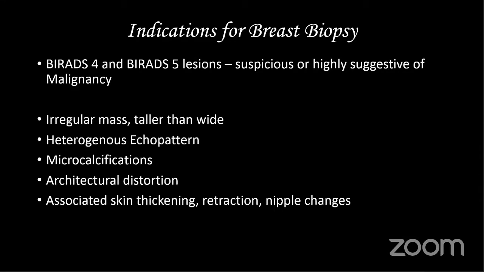So, indications of breast biopsy. The indications for breast biopsies are all suspicious lesions in the breast, which are suspicious for malignancy or highly suggestive of malignancy. So they are all BI-RADS 4 and BI-RADS 5 lesions. I'll not be going into details of BI-RADS 4 and 5, but yes, any irregular mass, taller than wide, heterogeneous echo pattern, microcalcifications, architectural distortion, patient coming in with a retracted nipple, skin thickening, lymph nodes in the axilla, all these are BI-RADS 4 and 5 characteristics, and we have to go ahead for breast biopsy in these cases.